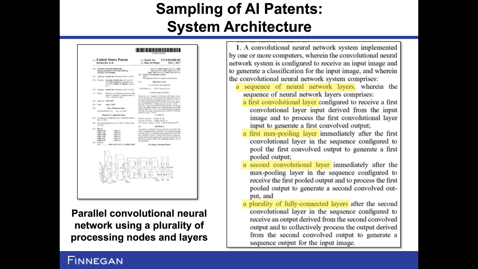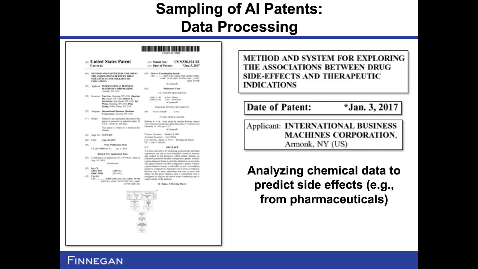Now, this patent may come as a surprise to some. This is an IBM patent, and it's really focused on pharmaceuticals. And specifically, what this patent deals with is looking at chemicals and predicting whether the chemicals are A, going to be effective at treating certain diseases, and B, looking at the side effects. So it's really a statistical and artificial intelligence-based approach to determining the effectiveness and suitability of certain chemicals.